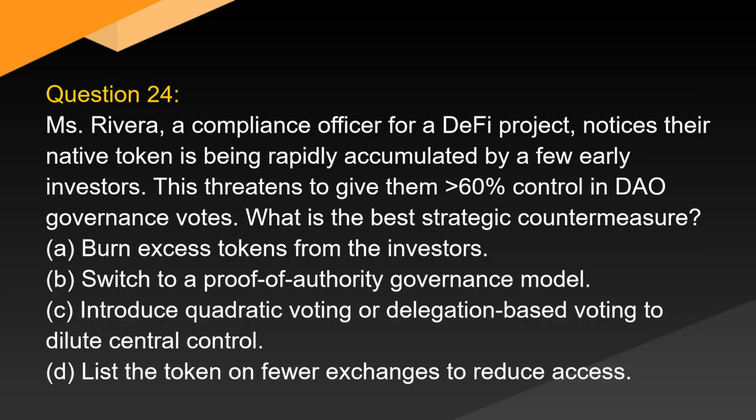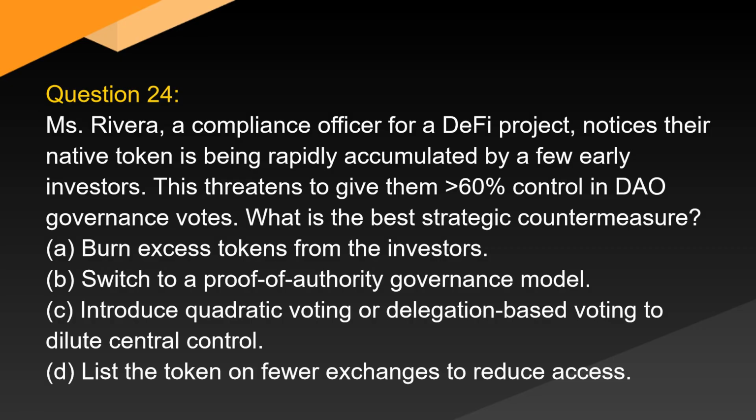Question 24. Ms. Rivera, a compliance officer for a DeFi project, notices their native token is being rapidly accumulated by a few early investors. This threatens to give them 60% control in DAO governance votes. What is the best strategic countermeasure? A. Burn excess tokens from the investors. B. Switch to a proof-of-authority governance model. C. Introduce quadratic voting or delegation-based voting to dilute central control. D.